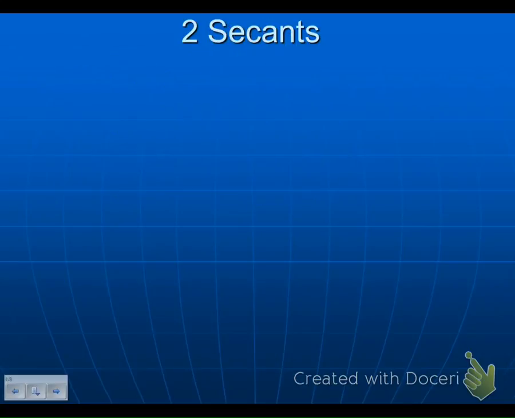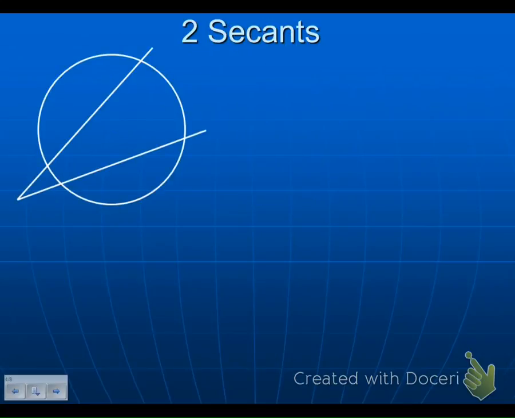Next type of problem. We've got two secants. Draw this diagram. Two secants. So you got a circle, and two secants are starting from the same point outside the circle, or external from the circle. Because they're outside the circle and they start from the same point outside the circle, they have a proportional relationship also. So let's label this.